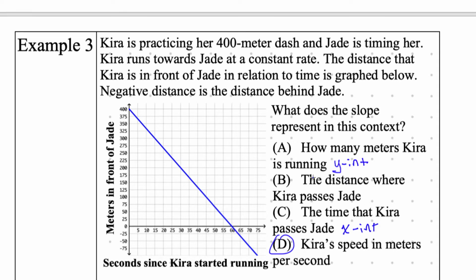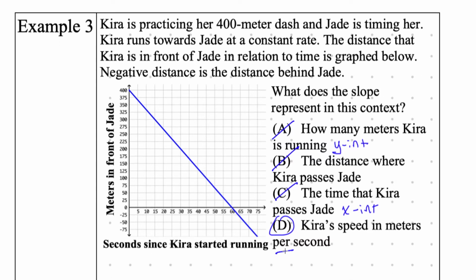This doesn't really have a meaning right here. The distance where Kira passes Jade, that distance is 0. This point right here corresponds to a distance of 0, meters from Jade, right? So that doesn't really have any meaning, but it's definitely not B, it's definitely not A, and it's definitely not C, because that's the x-intercept. It is indeed D, just because we saw the word per.